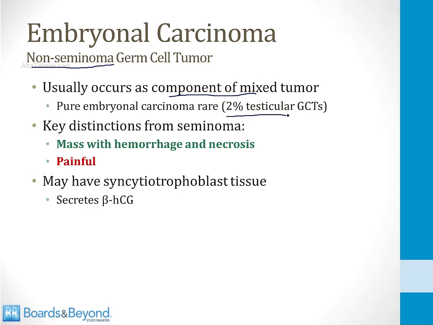The key distinctions between an embryonal carcinoma and a seminoma that you want to remember is that embryonal carcinoma is a hemorrhagic mass. It usually has hemorrhage and necrosis, and this makes it painful as opposed to the usually painless mass that you see in a male with a seminoma. And just like seminomas, embryonal carcinomas may have syncytial trophoblast tissue, so they sometimes secrete beta-HCG.